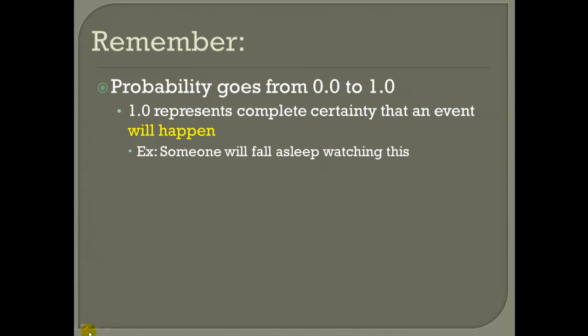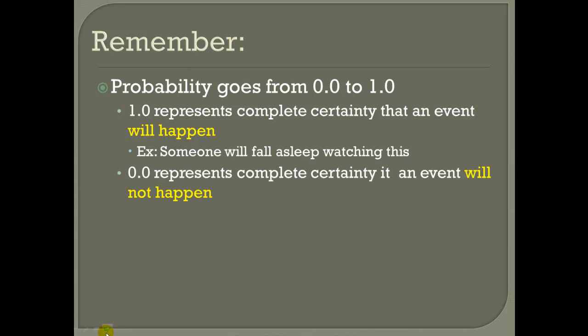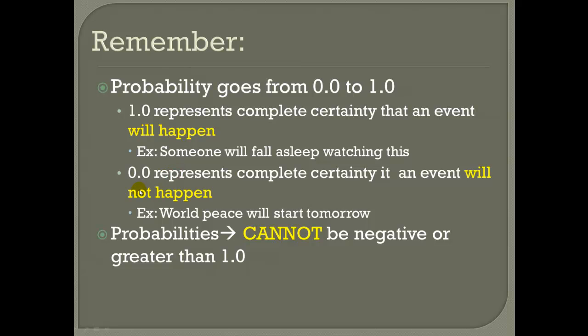So that would be a 1 in probability. On the opposite end, 0 represents certainty that the event will not happen. So if we said world peace is going to start tomorrow, that would probably have a probability of 0 because that's extremely unlikely and pretty much impossible. Obviously, most of the time you're going to get a number somewhere between 0 and 1. It's very rare to get a 0 or a 1 in probability because we're never that certain about things. There's always a level of uncertainty with most things. But with that in mind, lower values represent a lower probability, and higher values closer to 1 represent a higher probability that an event will occur.